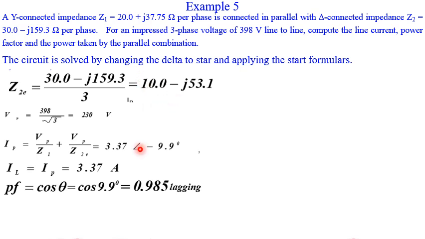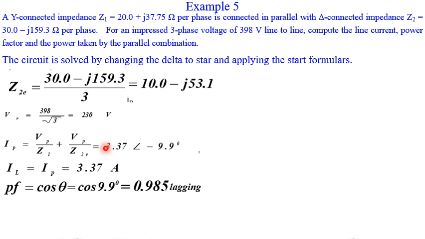We calculate the power factor by taking the angle. So we know the angle here, which was 9.9. So we just say power factor is equal to cos of phi. So cos of 9.9, we get 0.985, lagging.